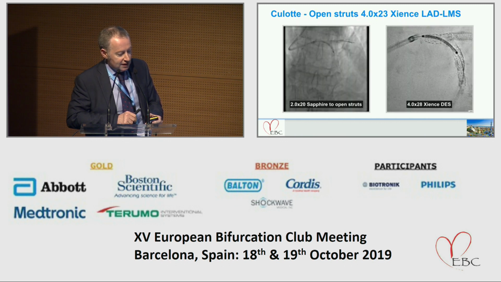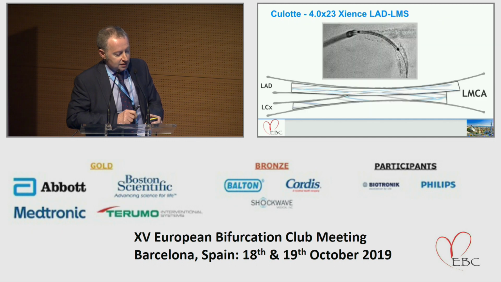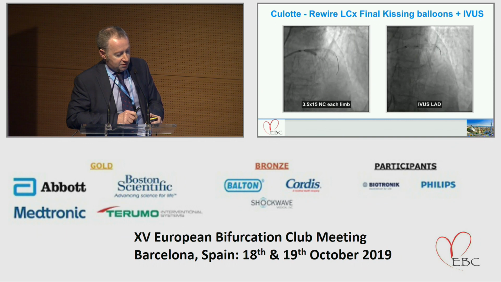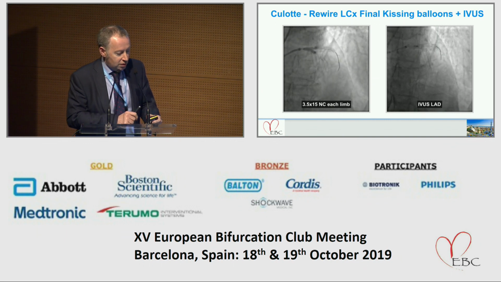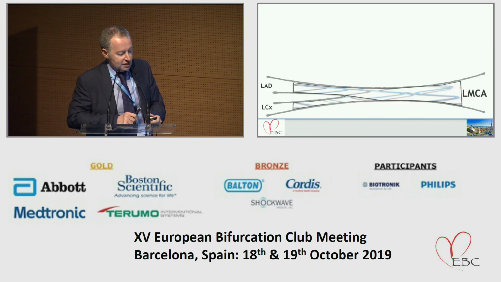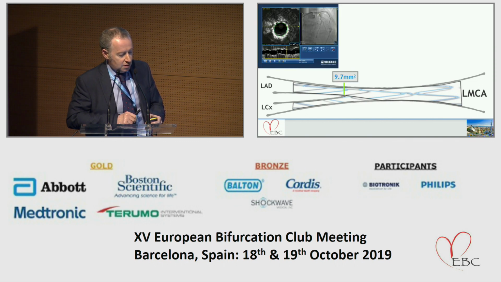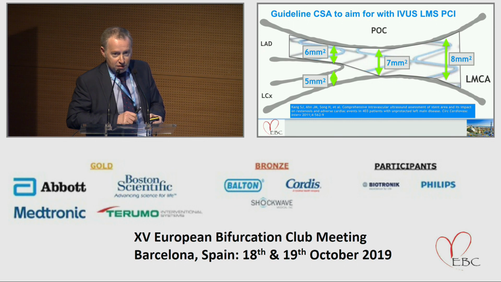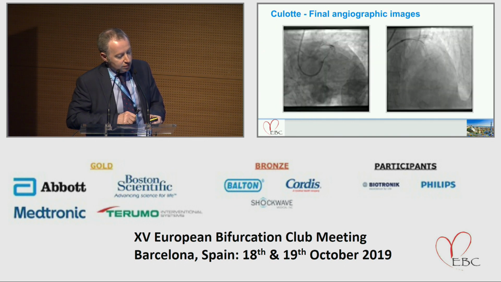So wire the LAD, and then open up the struts, and then again using the ClearStent just to put in a 4.0/23 Xience into the left main. And again doing POT with the 5.0 balloon. And then we're in a position to do our final kissing balloon after rewiring the circumflex, again performing IVUS. And we can quite nicely see that we've got a pretty good result across the ostium, the left main getting up to 9.7 millimeters squared, and the left main itself up to 13.9, which is pretty much in keeping with what we're trying to aim for in terms of our left main final MLA or CSA.